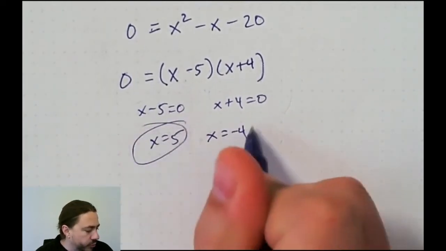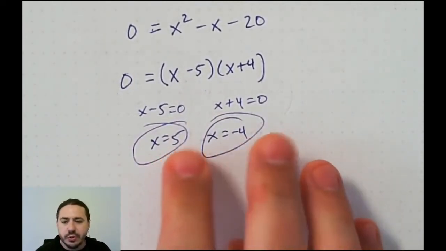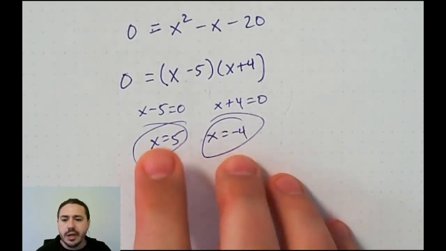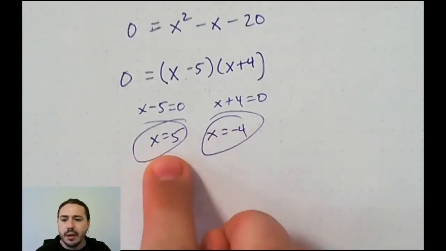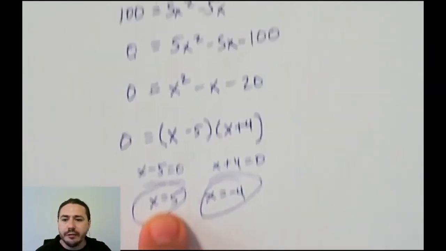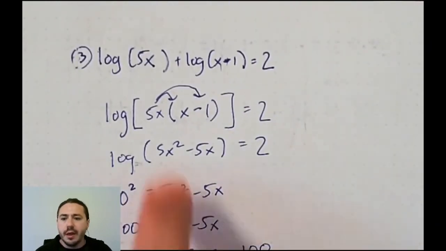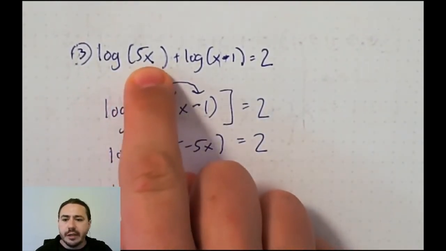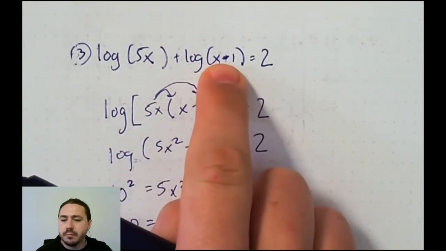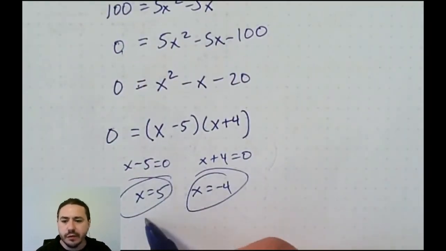Now before you claim both of these are solutions, we do, just like on the other problems, need to double check and make sure that's actually true. So let's try 5. Let's just plug in 5 real quick. So 5 times 5 is 25. That's good to go. 5 minus 1 is 4. Both positive, no problems. So we've checked out, x equals 5 works.